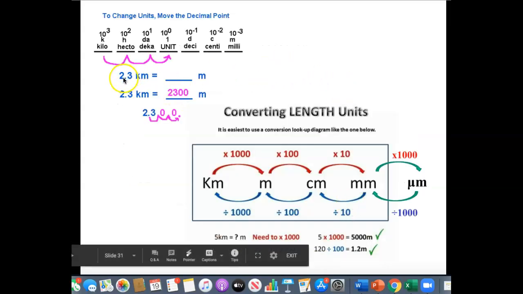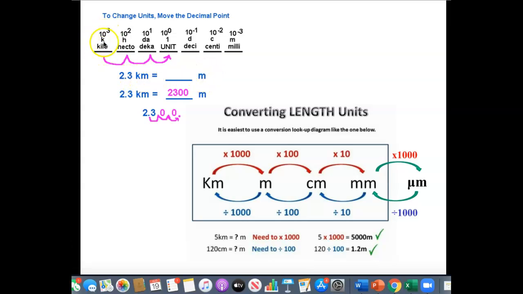Okay, so I want to change 2.3 kilometers to meters. I have to start here at kilo, and I need to count how many spaces I'm moving it over. So kind humans don't make dogs climb mountains. My basic unit is here. Meters is the basic unit. So 1, 2, 3. I need to move my decimal place over 3 spaces. I needed to add zeros to see this: 1, 2, 3. So 2.3 kilometers equals 2,300 meters. You guys will need to practice these.